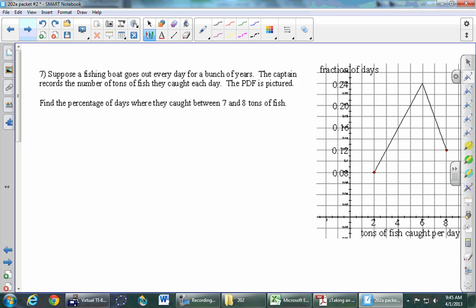Okay, so let's answer the question here. It says, find the percentage of days where they caught between 7 and 8 tons of fish. So you have 7, you have 8. What are you trying to find for that, the picture? Is the area. That's the key part of the definition. If you have a PDF, then the probability of being between two numbers is exactly the area under that curve. So all we need to do is find the area between 7 and 8. So go ahead and calculate that area.